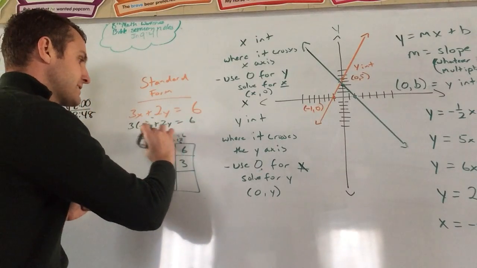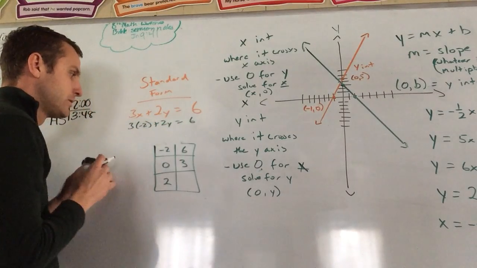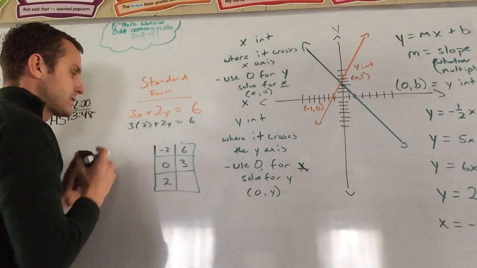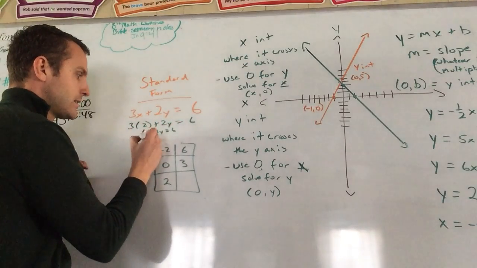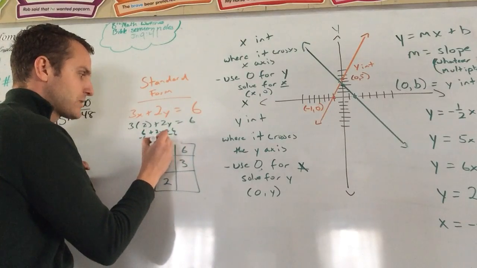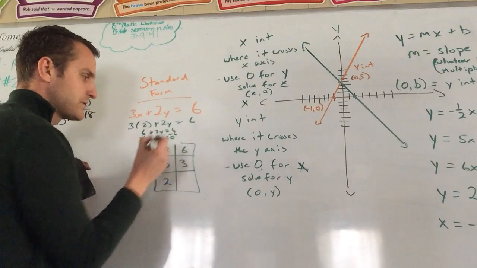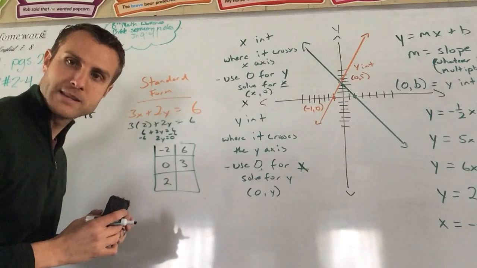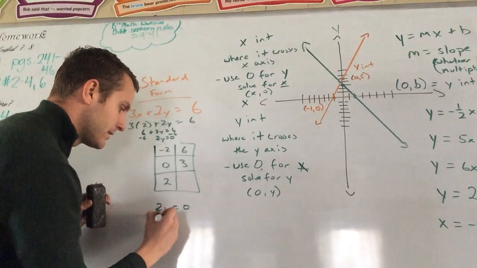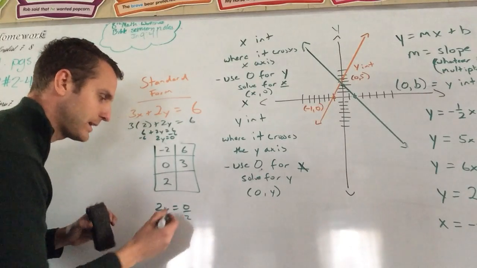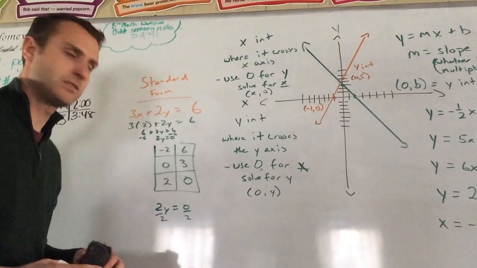How about when x is 2? That's going to be 3 times 2 is 6 plus 2y equals 6. Get rid of my addition or subtraction first. 2y equals 0. 6 minus 6 is 0. But remember, when I divide 0 by something, I just get 0, so I have 2, 0.